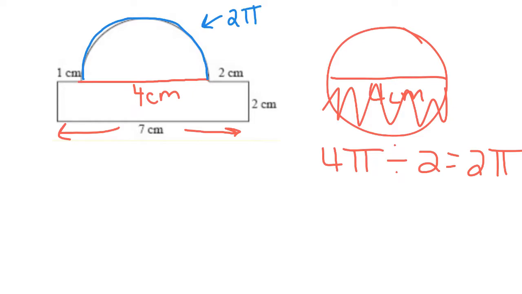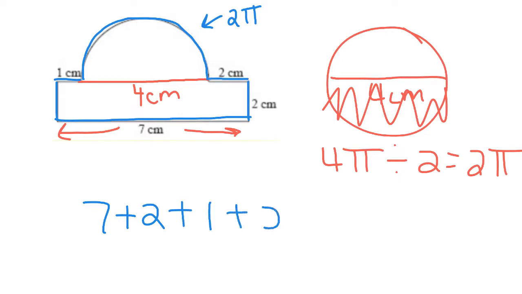Now we have some other measurements here as well. So we have a 7, and then a 2, or we'll do this side, a 2, and then a 1, and then another 2, and then this is the one I marked originally, and then it will be 2. And then we also have the 2 pi from up top.